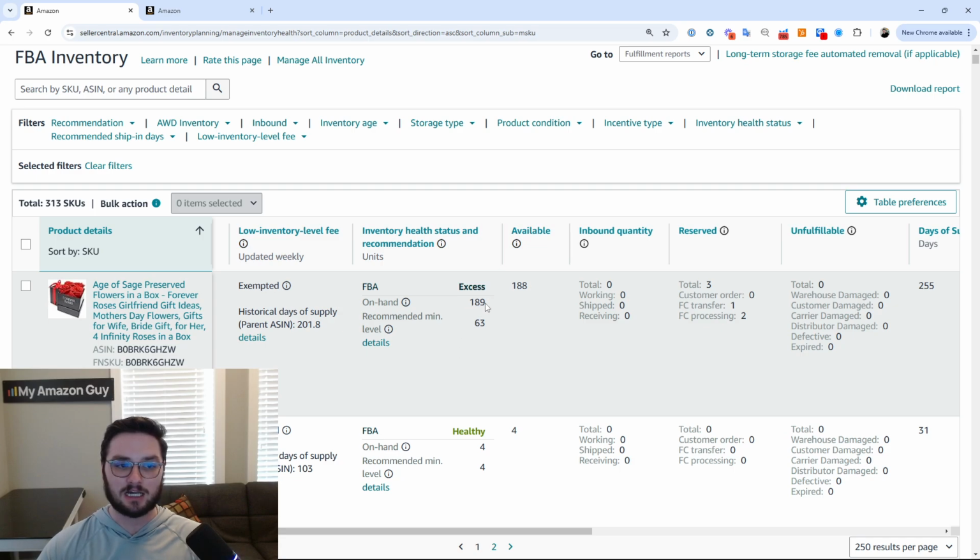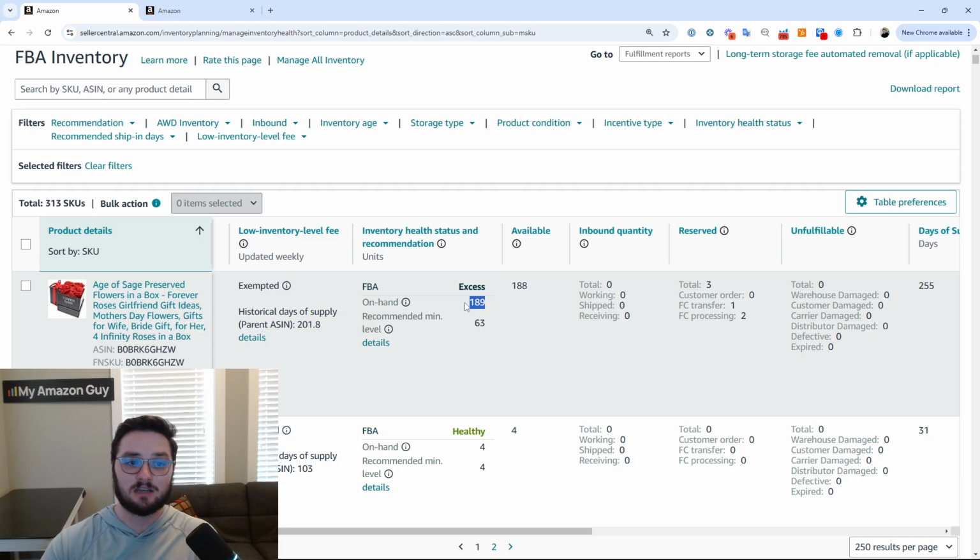Now, the on hand and the available are two different numbers. The reason for this is that you can see over here we have FC processing and FC transfer. FC transfer is going to be considered a part of our on hand inventory. This is because it is technically in the hands of Amazon, but is not necessarily available at all times. Whereas FC processing is not going to be considered available or on hand until it is fully processed.